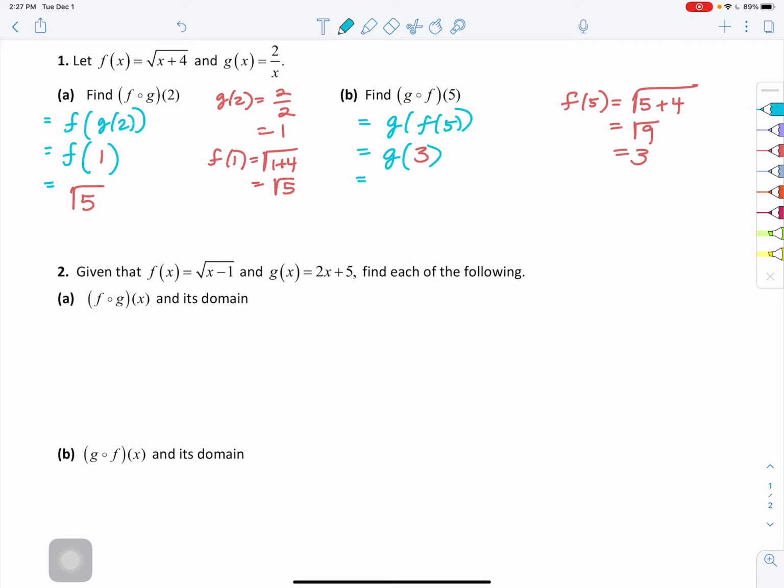And now I'm going to go find g of 3. And g of 3 is 2 over 3.